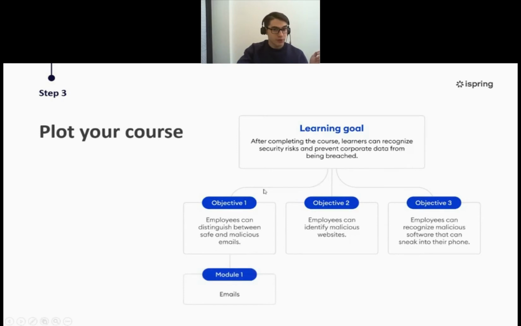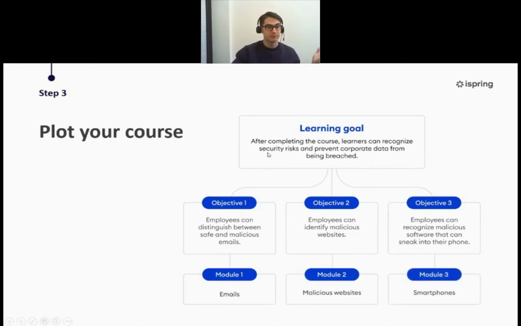So our first module of the course is emails, right? The majority of hacks happen via emails. Second, malicious websites. And third, smartphones.